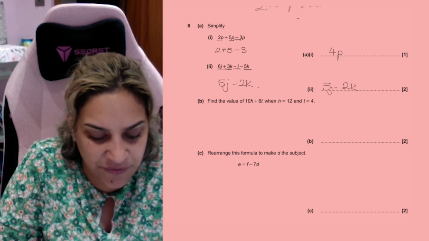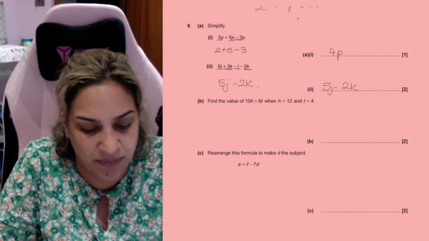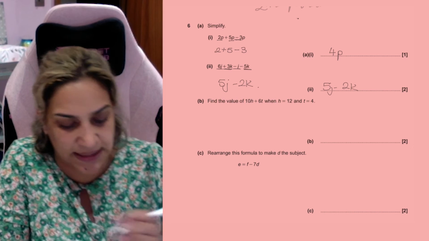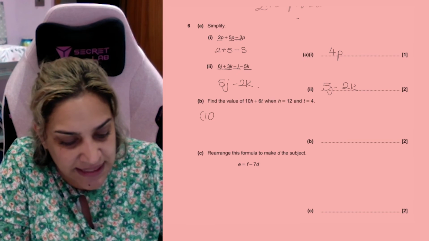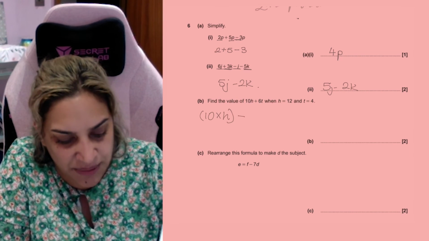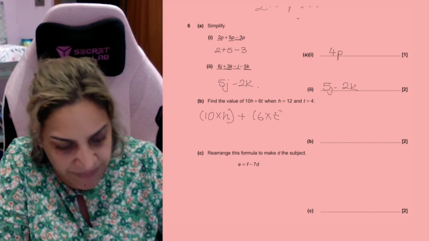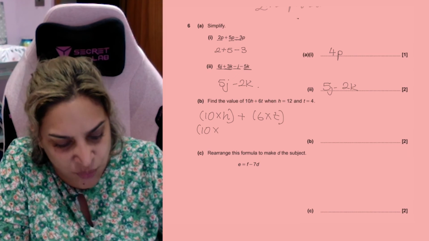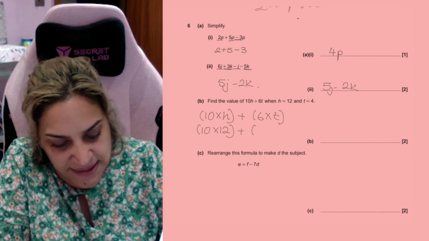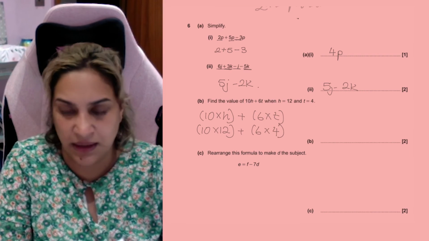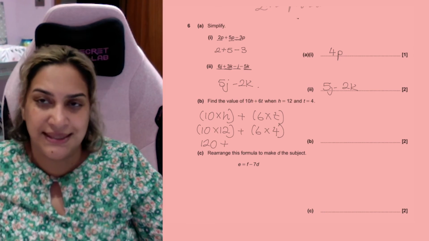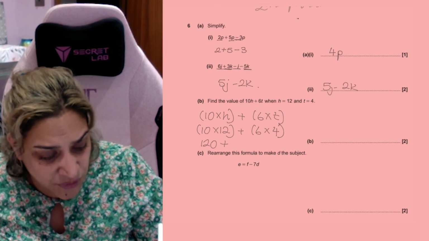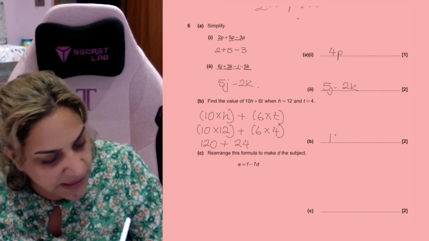Now we've got, find the value of h plus 10h plus 6t. So remember, what does that mean? It means 10 times h plus 6 times t. So you've got 10 times 12 plus 6 times 4. So 10 times 12 gives you 120. 6 times 4 gives you 24. So you'll have 144.